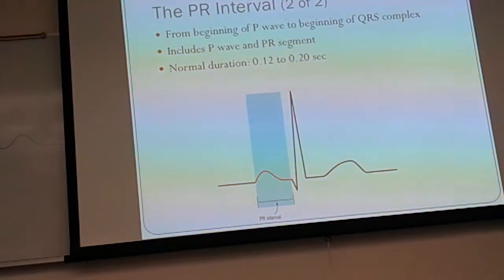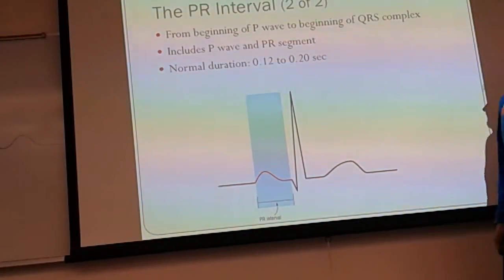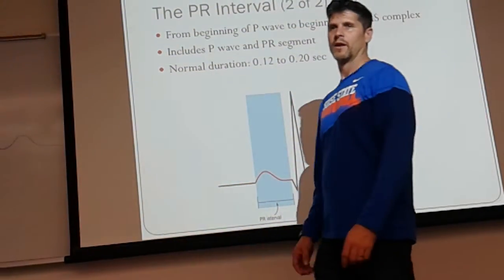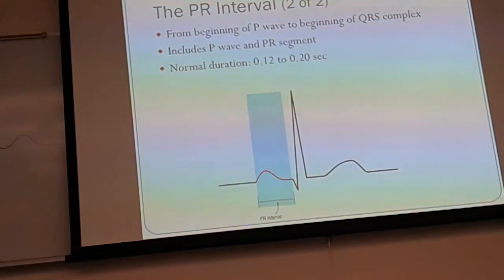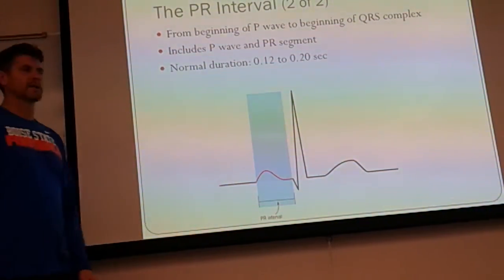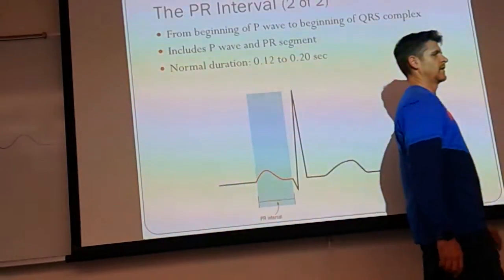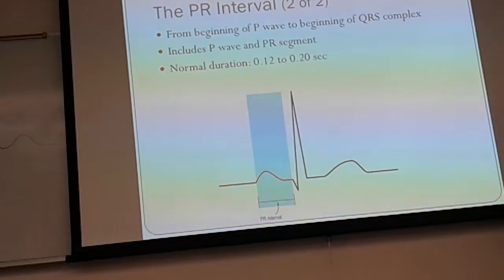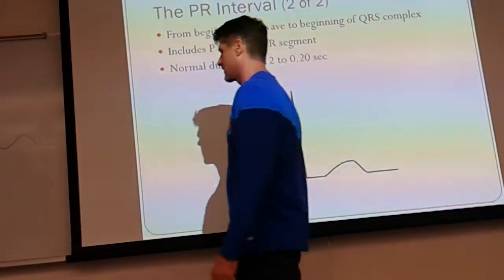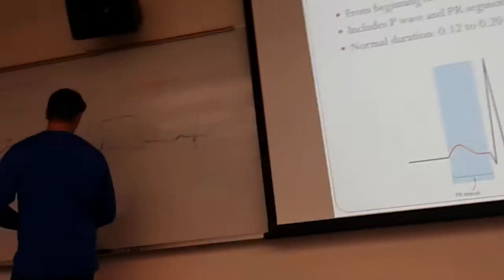If it's less than 0.12, there's a problem, and if it's greater than 0.20, there's a problem. If it's less than 0.12, the pacemaker is not the SA node. And if it is greater than 0.20, there's a block someplace in the AV node. If it's less than 0.12, the SA node is not the pacemaker. Correct. So when you look at the heart, right?